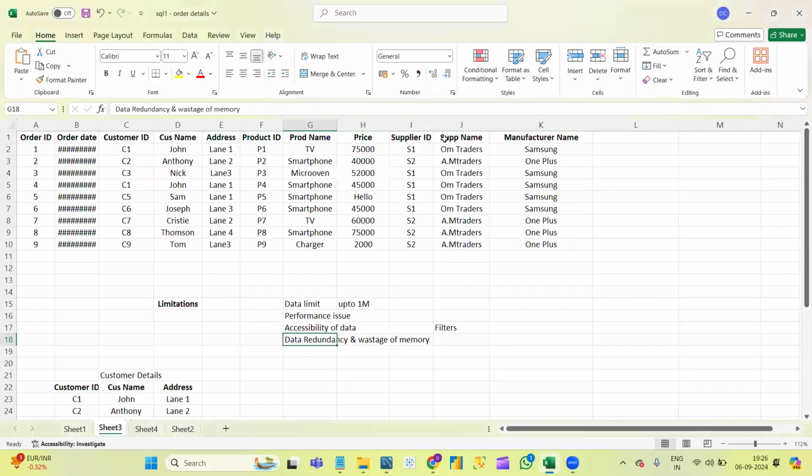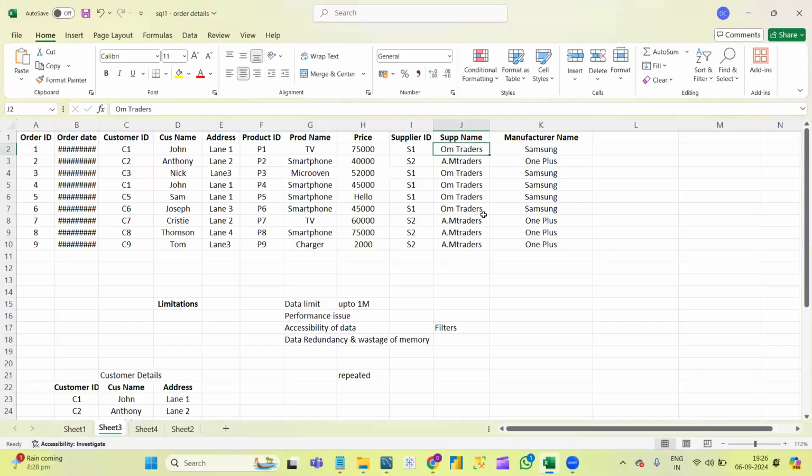Because this is the way we are storing the data. Data redundancy means the data is repeating all the time. I'm storing the same data every time. Here you can see in the manufacturer name, I wrote Samsung five times, repeating the same data. OnePlus also I'm repeating again and again. I have only two suppliers, but on each and every row I keep writing all the things.